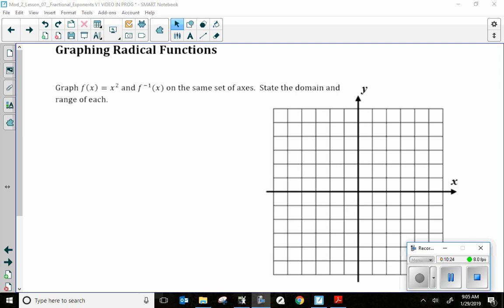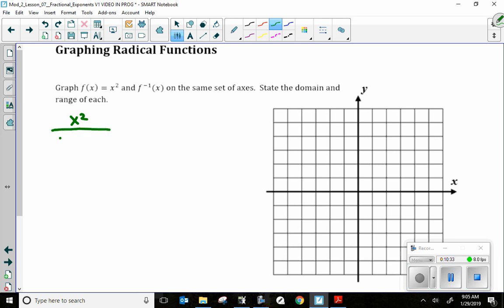All right, so here we go. I should know at this point, if I'm graphing x squared, all right, I have my x's and my y's. I'm going to make a little table here.